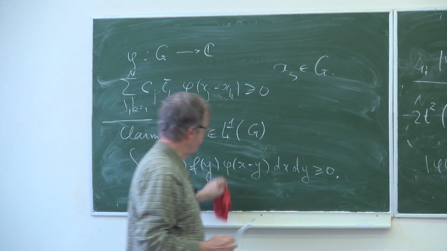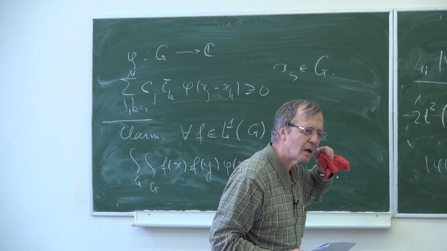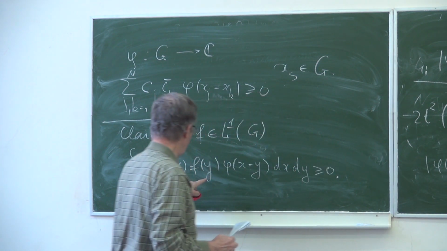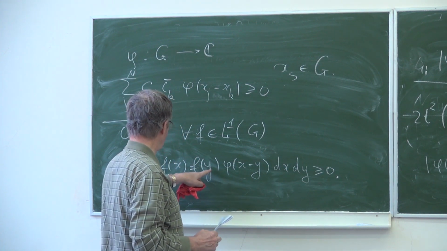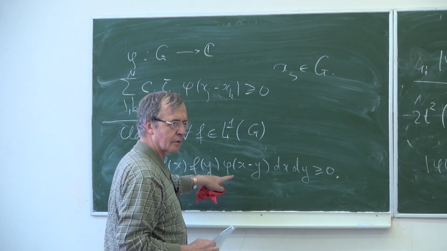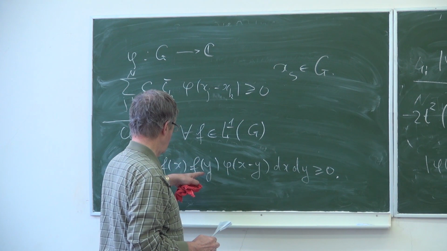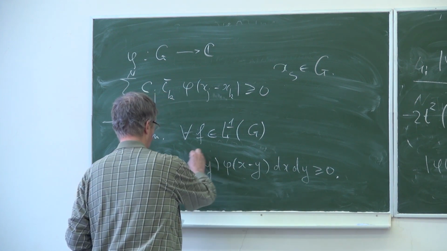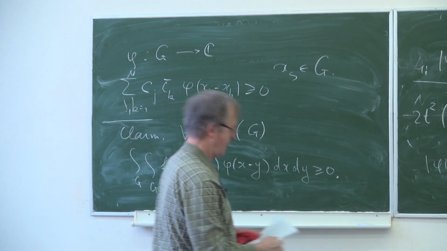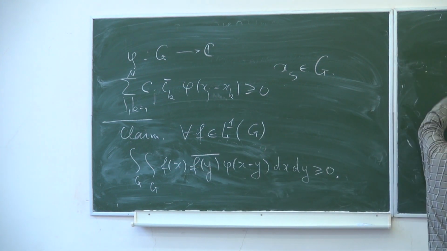Why so? Maybe we lose a bar. Sorry? We lose a conjugation, f of y bar. Because we have a bar, so here there should be a bar. I don't understand. These should be conjugate. Yes, it should be conjugate. Sure. Thank you.